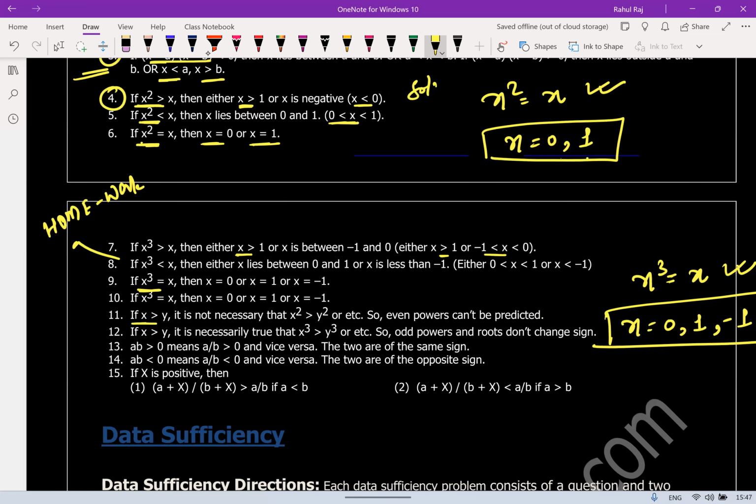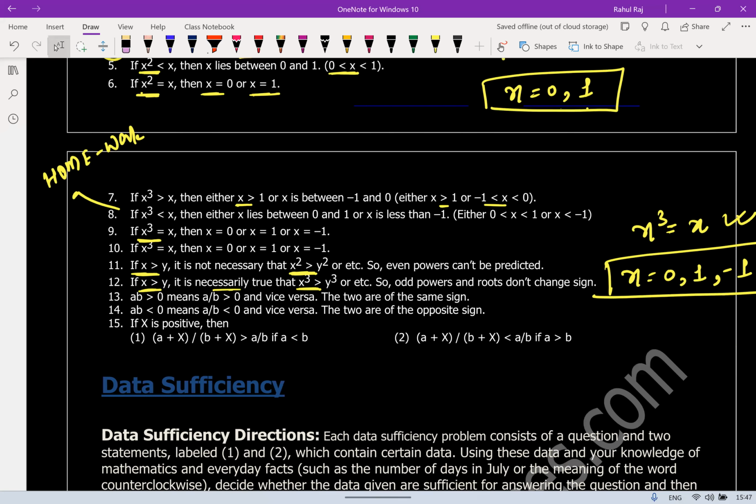So point number 11: if I say X greater than Y, it is not necessary that X square will be greater than Y square. So I can say even powers cannot be predicted. When I say X is greater than Y, it is necessarily true for odd powers. So if X is greater than Y, X cube will be greater than Y cube. That's a very simple thing. You can take some numbers and try it for yourself. Whether you take positive, negative, it doesn't matter at all. If X is greater than Y, X cube will surely be greater than Y cube. This relation will always exist.